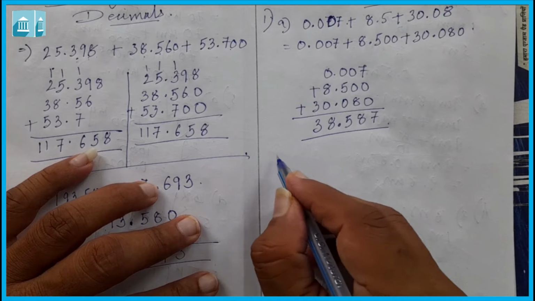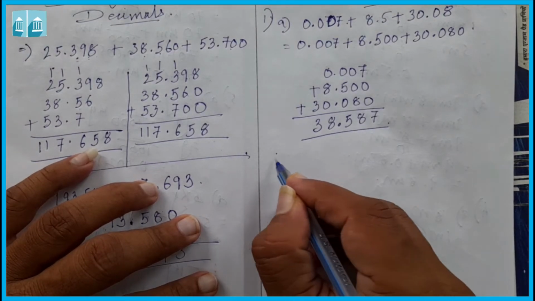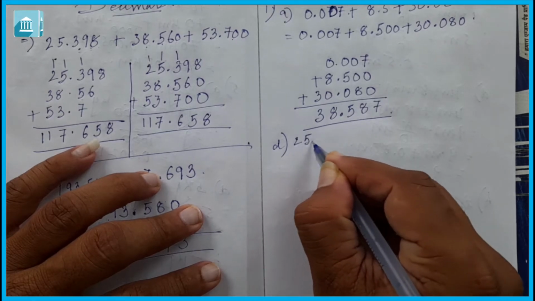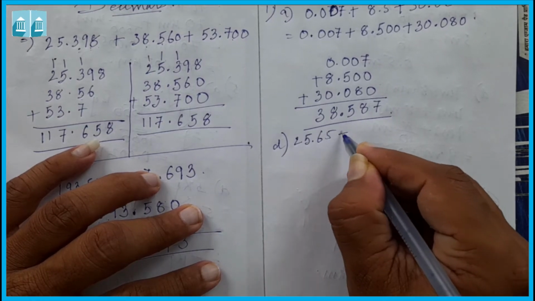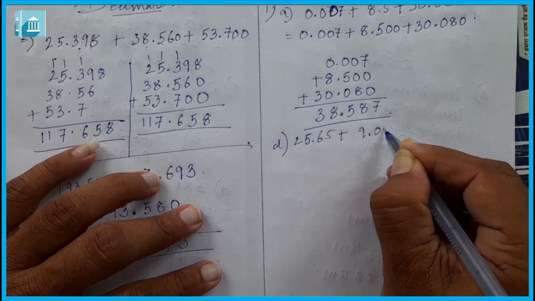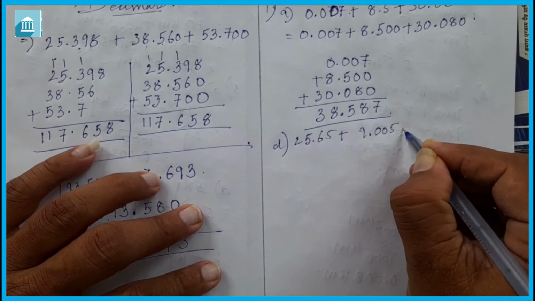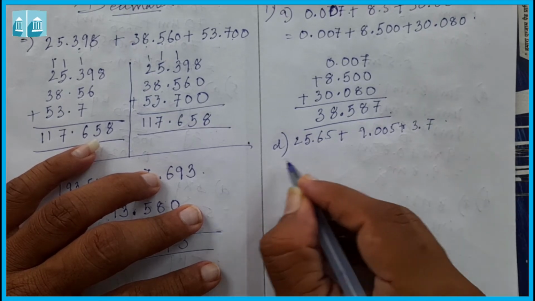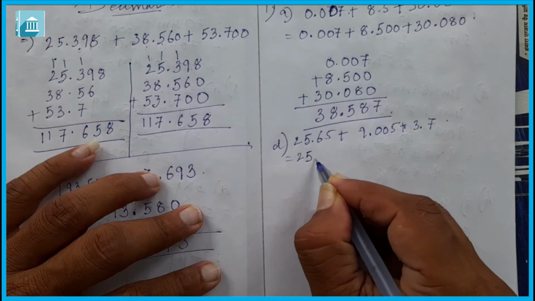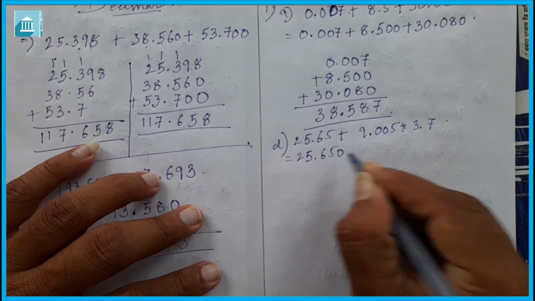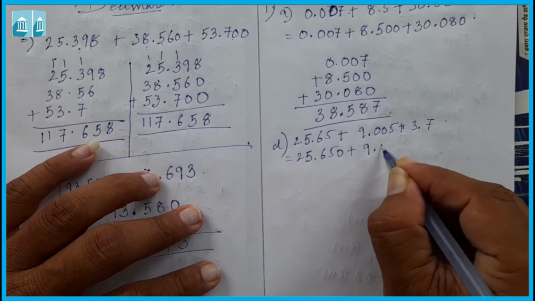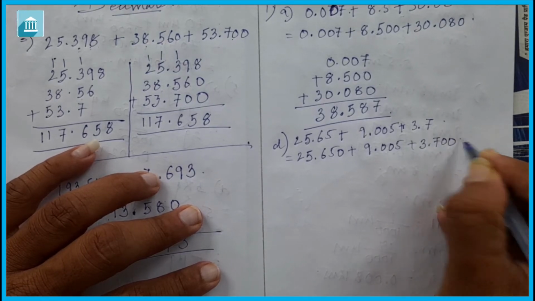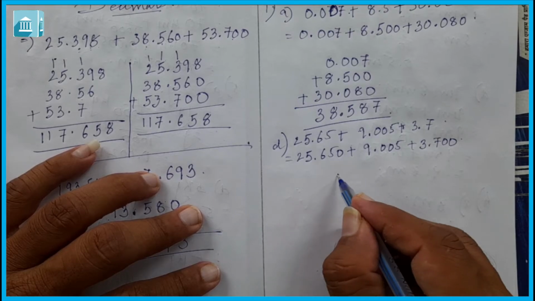Now let us see question number D. Question number D is 25.65 plus 9.005 plus 3.7. So first we need to convert it. So this will be 25.650 plus 9.005 plus 3.700.